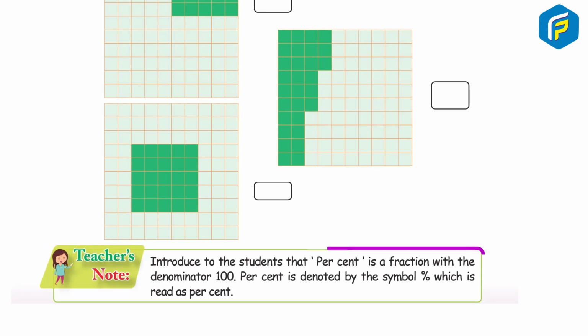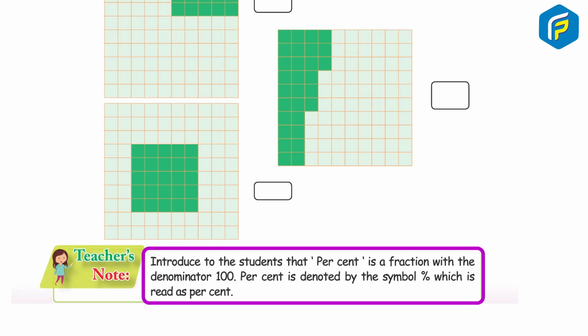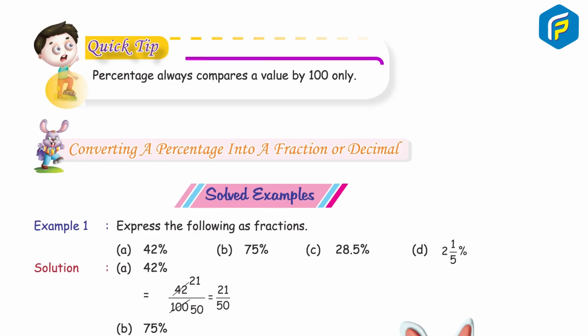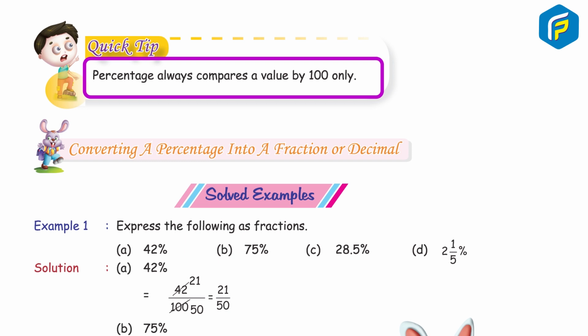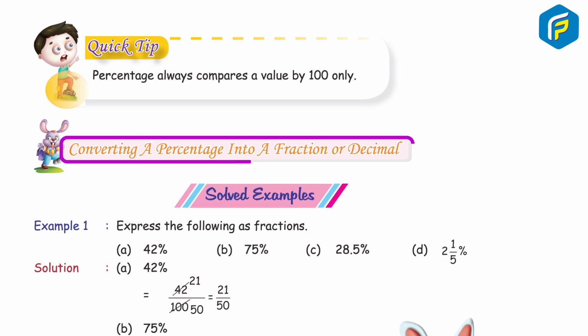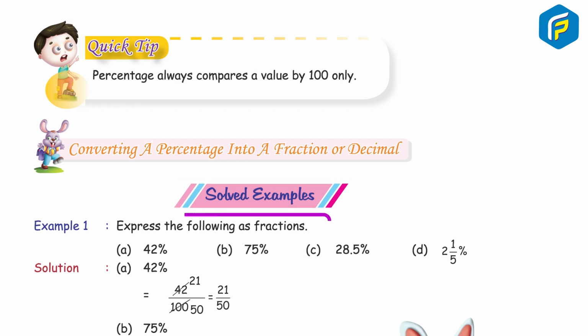Teacher's note. Introduce to the students that percent is a fraction with the denominator 100. Percent is denoted by the symbol %, which is read as percent. Quick tip. Percent always compares a value by 100 only, converting a percent into a fraction or decimal. Solved example. Example 1. Express the following as fractions: A 42%, B 75%, C 28.5%, D 1/5%.